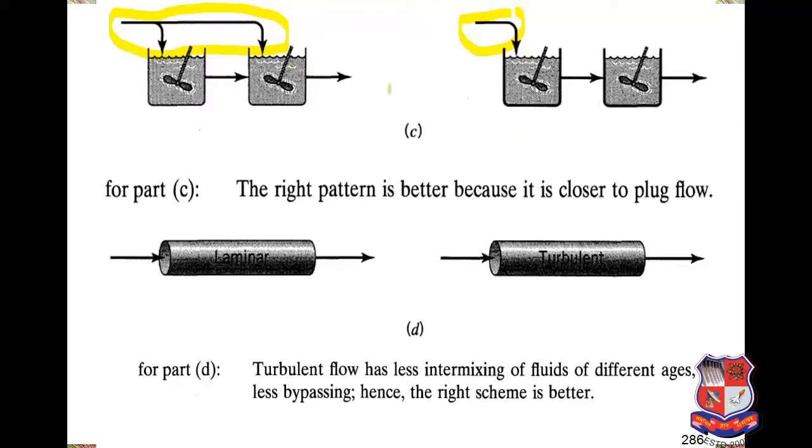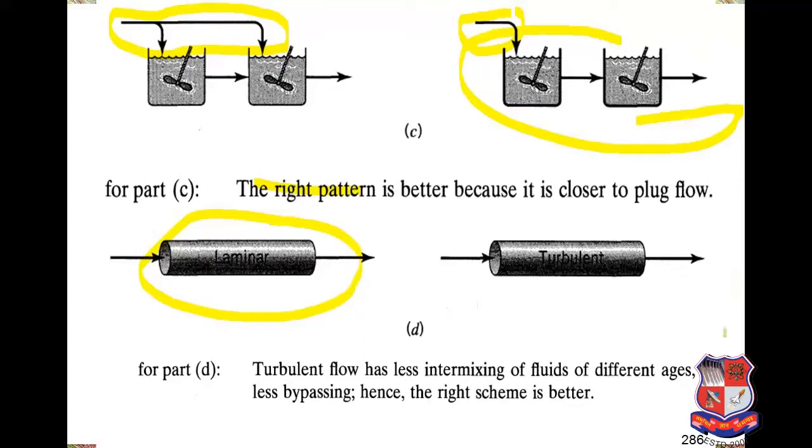This is better because it is a perfect example of CSTRs in series. Whatever conversion takes place, only then does it enter the second reactor, then it goes to the third reactor, like that. So the right pattern in this case, definitely this is going to be a better choice. And then laminar and plug flow reactor, with a little bit different view in this case.